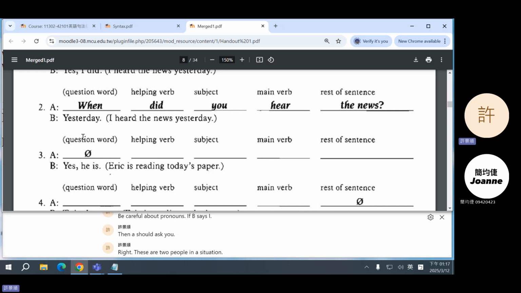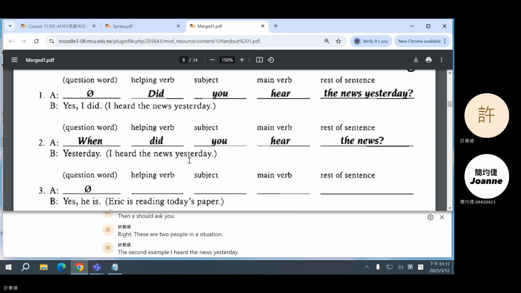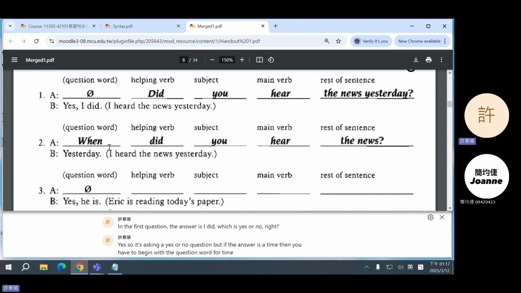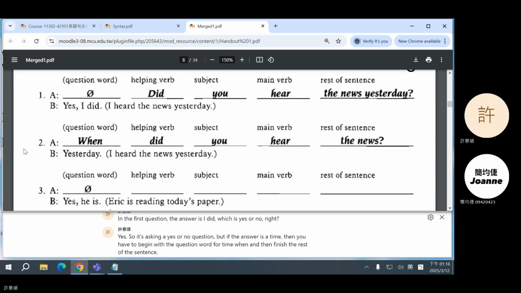The second example, I heard the news yesterday. So the answer is yesterday. So it's asking about time. In the first question, the answer is I did, which is yes or no, right? Yes. So it's asking a yes or no question. But if the answer is a time, then you have to begin with the question word for time, when, and then finish the rest of the sentence. Okay?